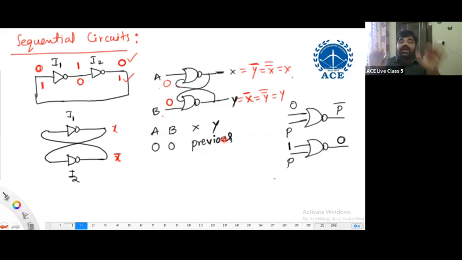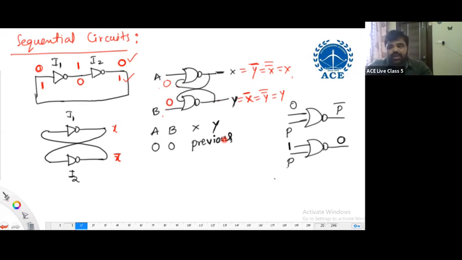What is the function here? It is remembering. When AB are 0, 0, this circuit is remembering, which is stable. When AB are 0, 0, X and Y are previous. It is remaining the same. That is guaranteed if these two, XY, are 0, 1 or 1, 0, that means complementary. The simple thing is when AB is 0, 0, it is guaranteed to remain the same.